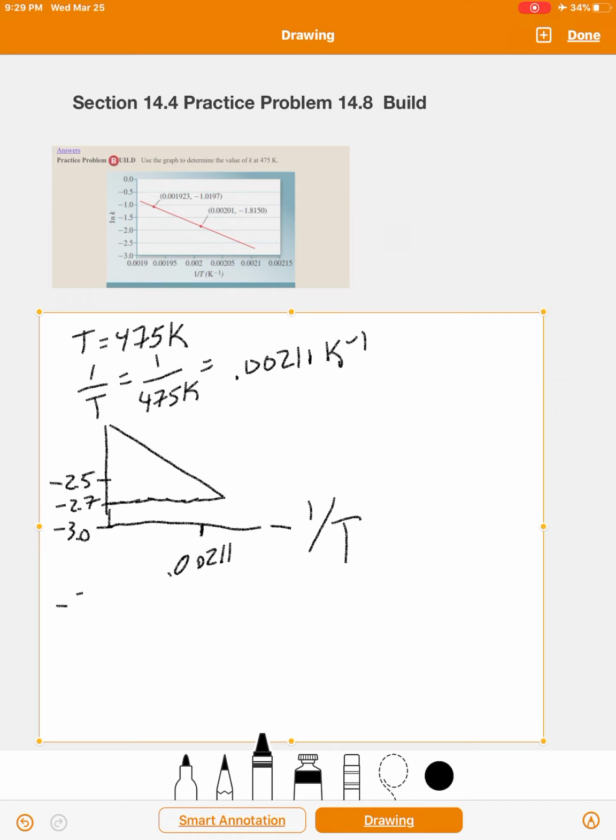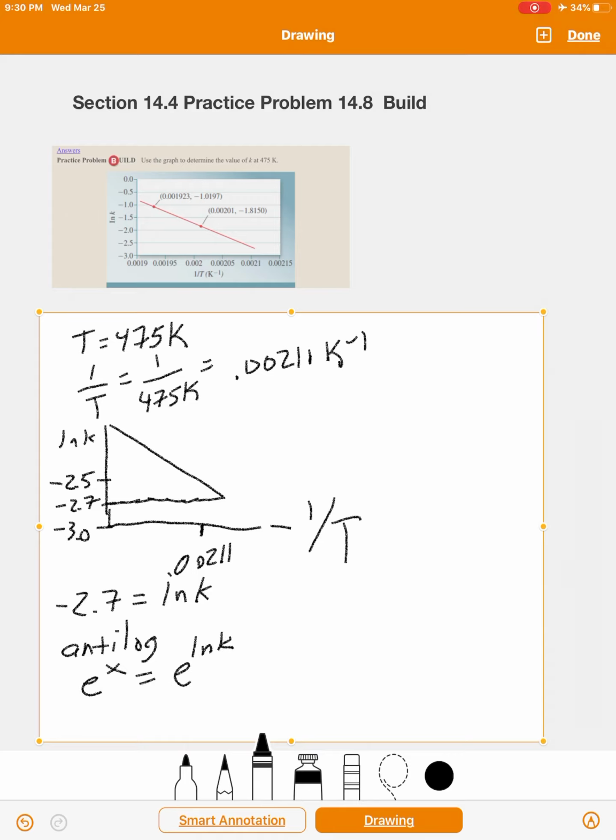Now, that negative 2.7 is equal to the natural log of the rate constant, ln of k. That's what we're plotting on the y-axis, is ln of k. If we want to find out what k is, we use the inverse of the natural log, the antilog. And the antilog of natural log is called e to the x. So what we would do is say e to the x, in this particular example, would be e to the ln of k.